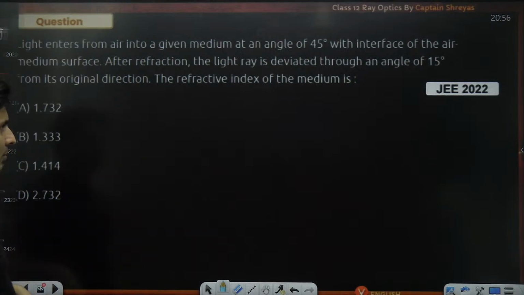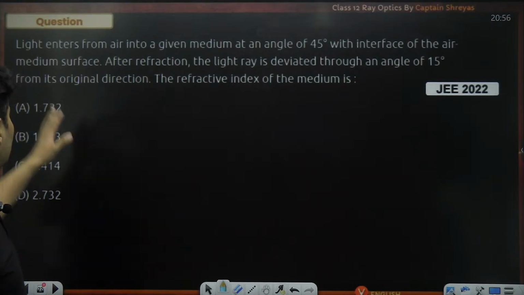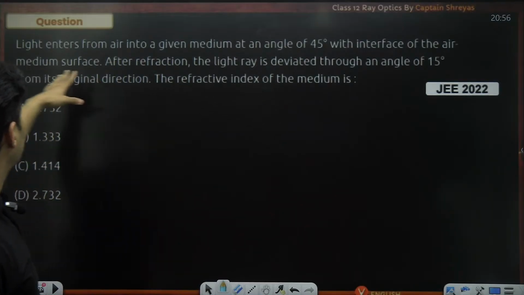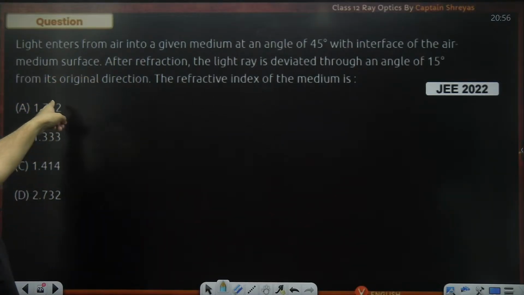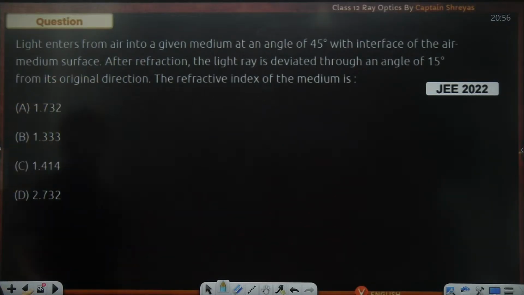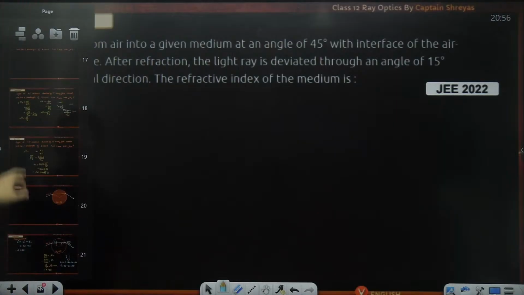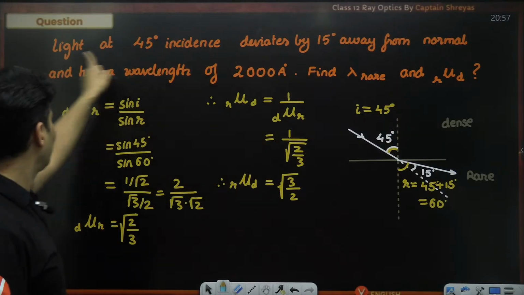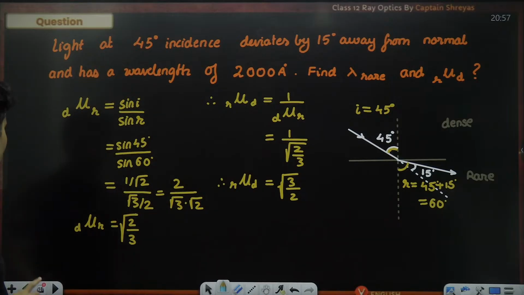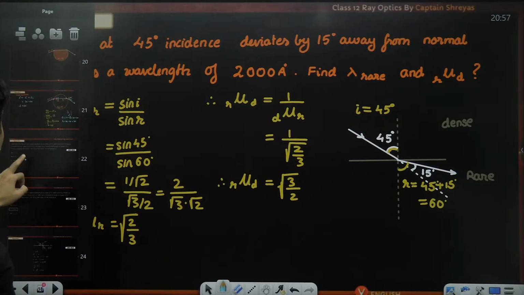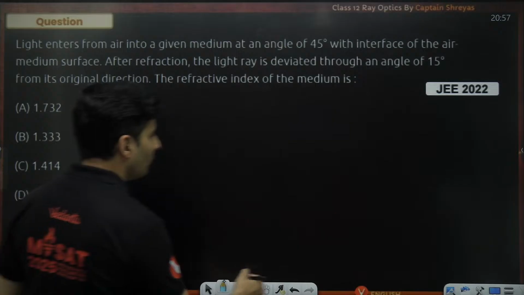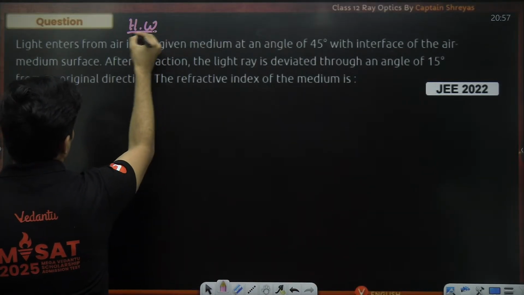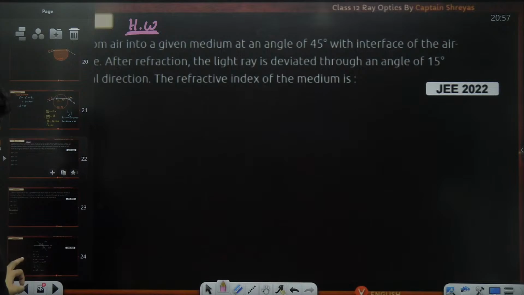Here it is. This was a previous year question of J. Light is going from air to some medium at 45 degrees. After refraction, I think. Oh, I just did this, no? The same question. My bad. It refracts 15 degrees away from the normal and has some wavelength. By mistake, I did it. Anyways, that's the same previous year question. Maybe you can do it as homework. Okay, so try this as homework. You should be able to do it. It's the same thing anyways.